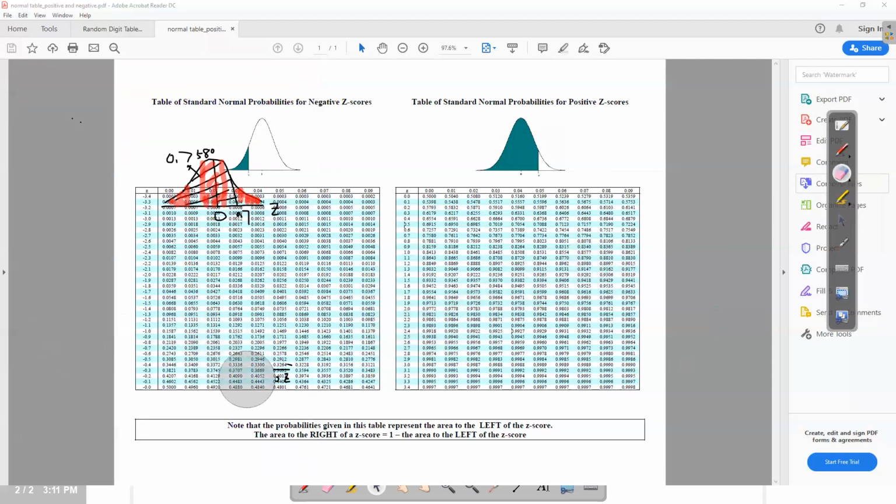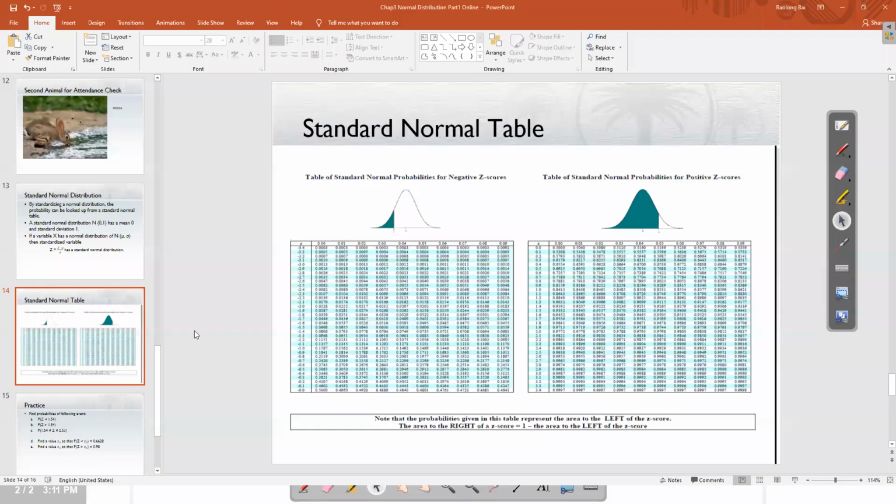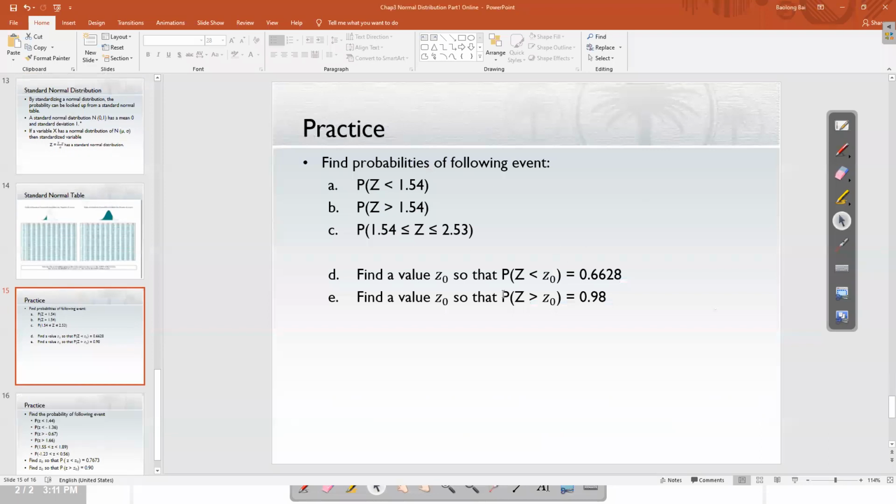All right. So make sure you understand how to use the Z table. This is very, very important. We're going to use it a lot. If you have any questions, don't hesitate to contact me. And then we have practices.